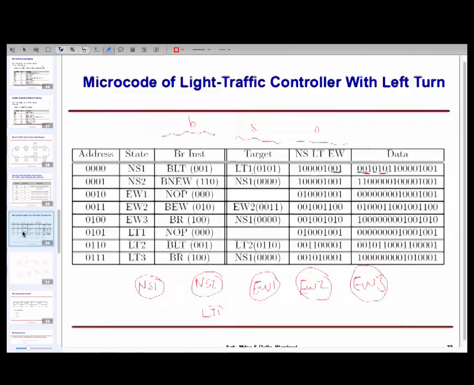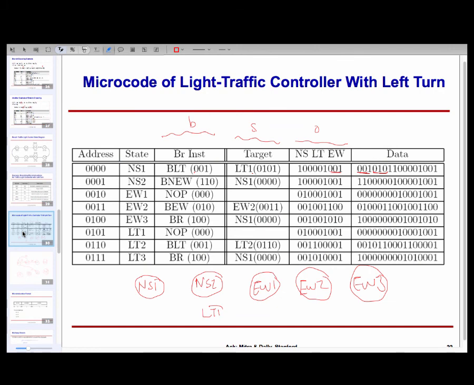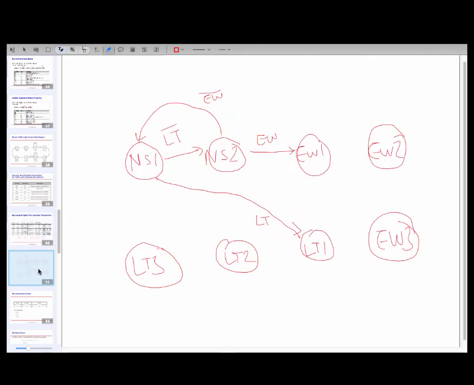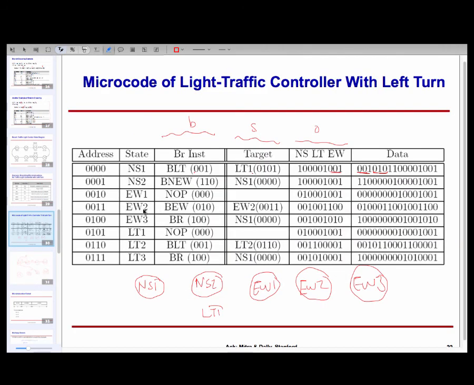What happens in east-west 1? It's no op, so it always goes to east-west 2. From east-west 2, what's the transition? Anyone from that side of the room wants to help me out? So I am in state east-west 2. What would be the transitions out of it?